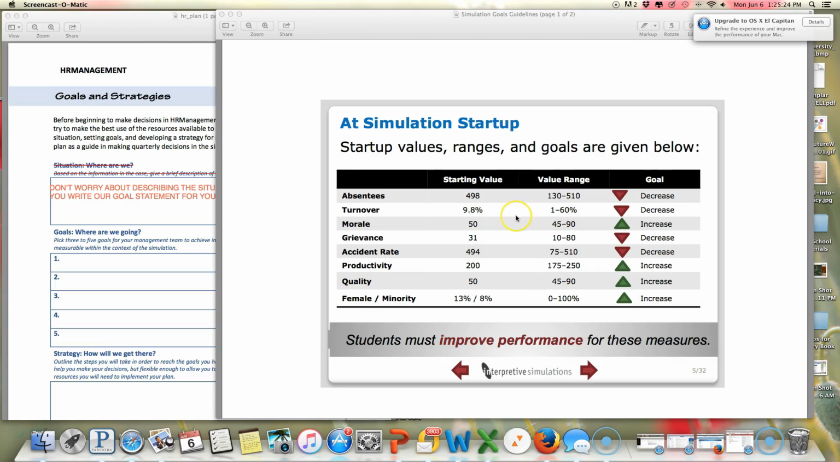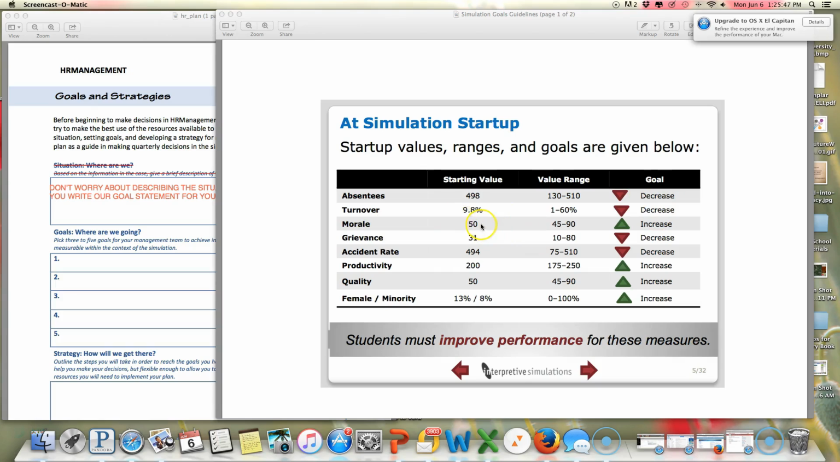It will never be zero because we want people to turn over. We definitely want to lose people who are poor performers. But obviously we don't want it to go up to 60 either. So getting it down from 9.8%, getting it closer to 4 or 3 would be ideal. So our goal here is to decrease turnover.